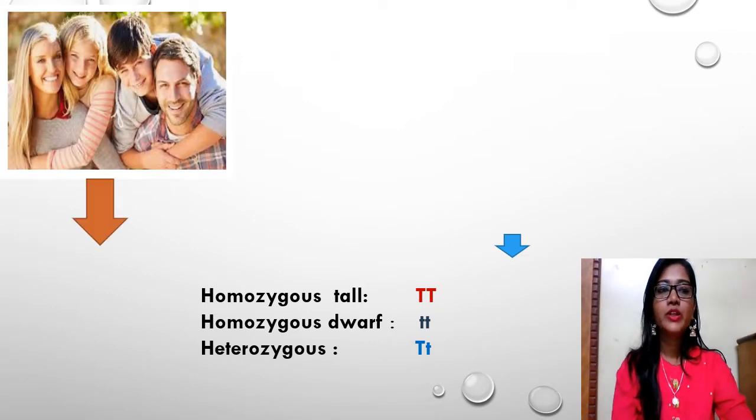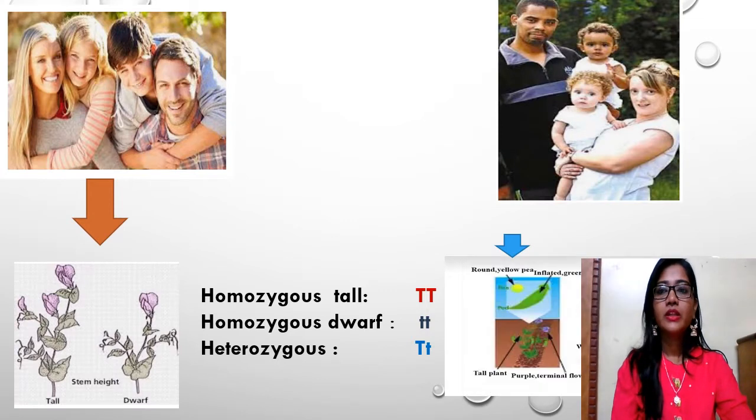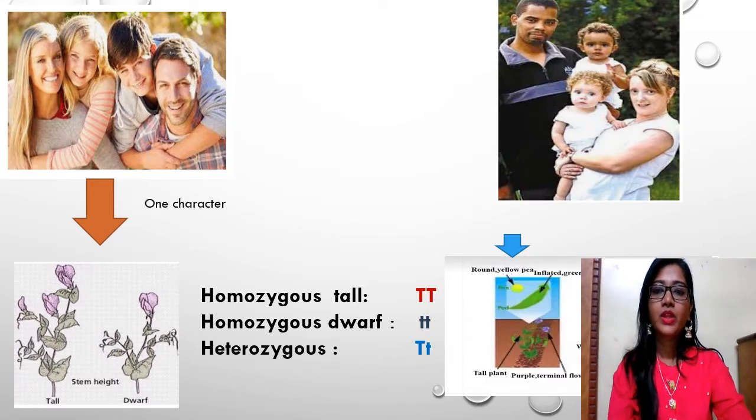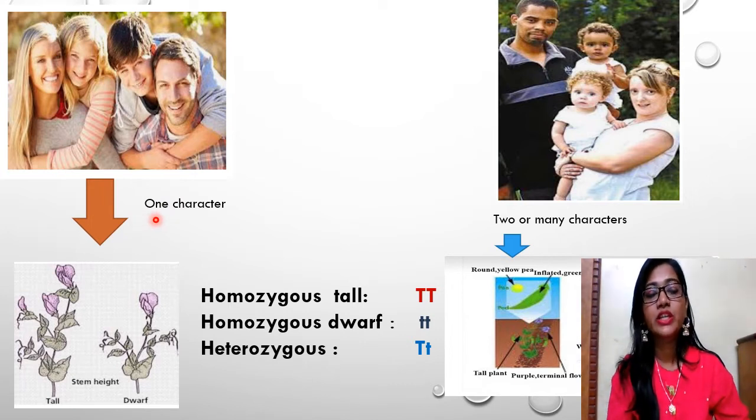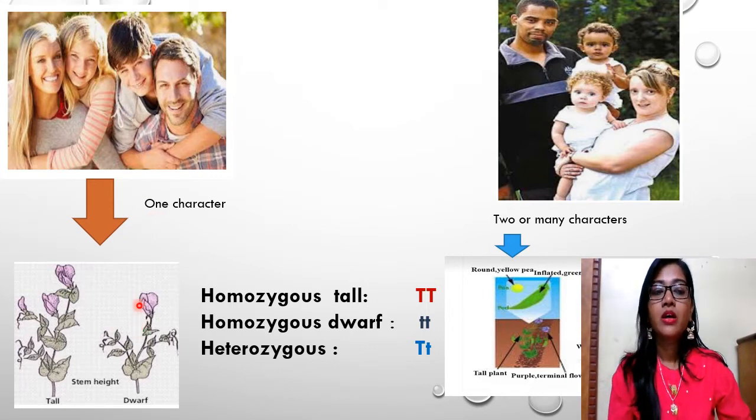If you remember the images of this slide, there are a few families. Here is one family. I'm going to explain it by taking into consideration one character, as I want to explain this family as monohybrid. So I will just consider one character of this family. In the next image, I'm going to consider two or many characters of the family.